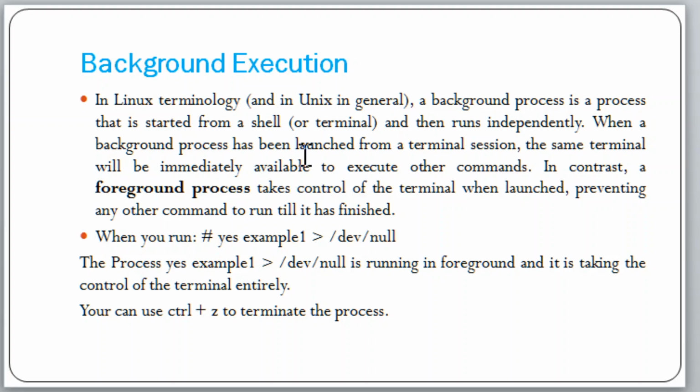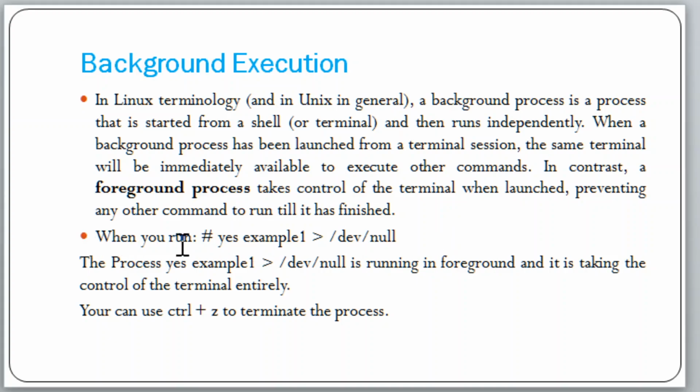Background execution. In Linux terminology, and in Unix in general, a background process is a process that is started from a shell or terminal and then runs independently, in the background. When a background process has been launched from a terminal session, the same terminal is immediately available to execute other commands. In contrast, a foreground process takes control of the terminal when launched, preventing any other command from running until it has finished.